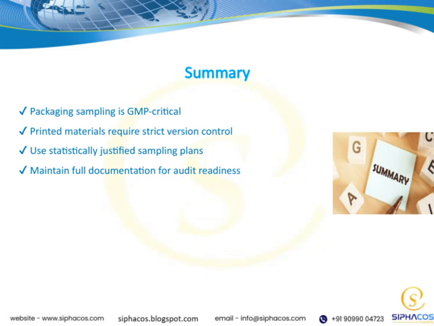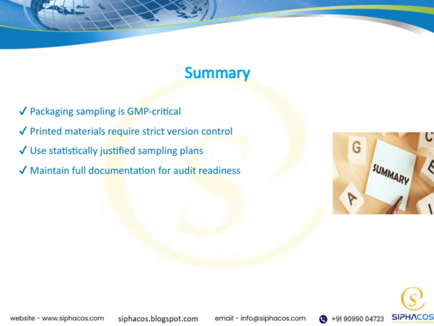First, packaging sampling is GMP critical, meaning it's essential for maintaining product quality and compliance. Every sample we take during packaging must be carefully managed to meet good manufacturing practice standards. Second, printed materials require strict version control. It's vital to ensure that the correct and most recent versions are used to prevent any mix-ups or errors.